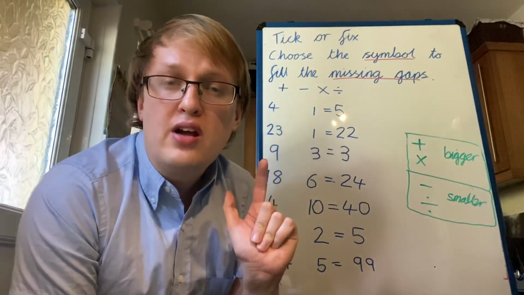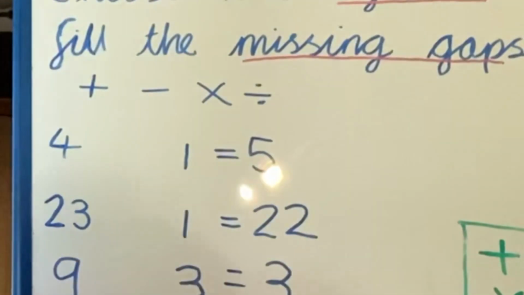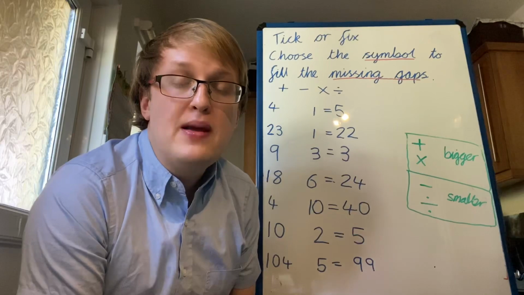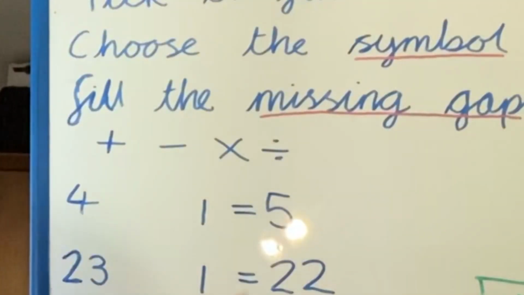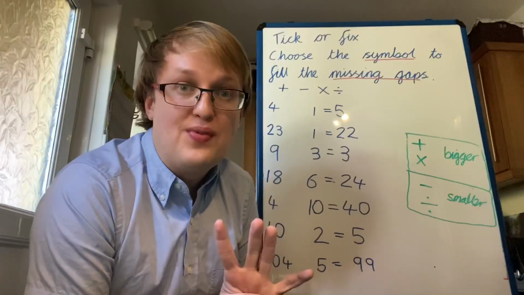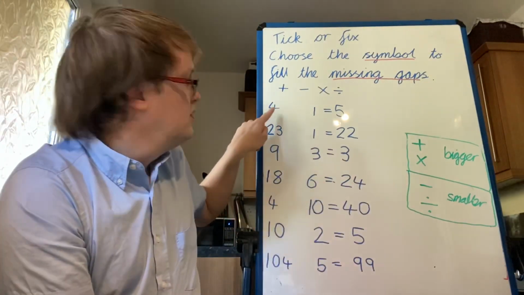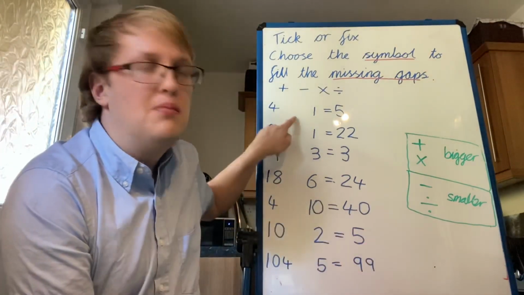Step 2, look at what I have already. So 4 something 1 equals 5. Step 3, see if my answer gets bigger or greater than what I had to begin with. So I started off with 4 and my answer is 5. So that means my answer has got bigger, which means it must be either add or multiply. Step 4, figure out if it's add or multiply. Let's see, 4 add 1 equals 5. Simple, right? 4 add 1 is 5, so that must be my answer.